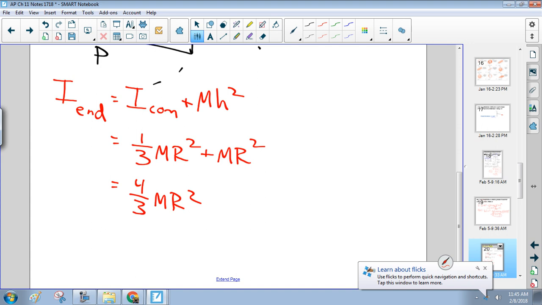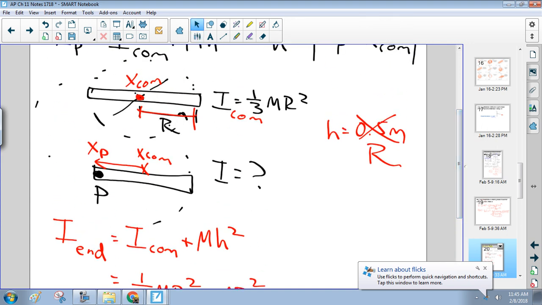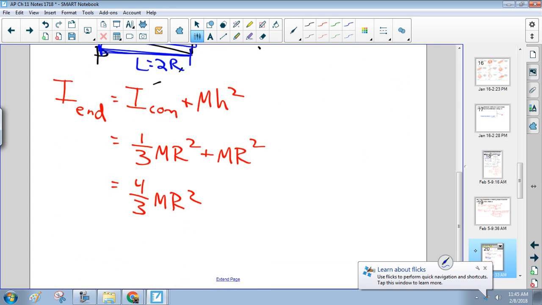But it doesn't really make sense to use r, right? Because we're taking this stick, and now our radius is no longer half of the length. Now our radius is the whole length, right? Okay, so let's call this L again. Let's call that 2r. So what I'm going to do is replace r with the length of the whole stick. So if L is 2r, then r is L over 2.